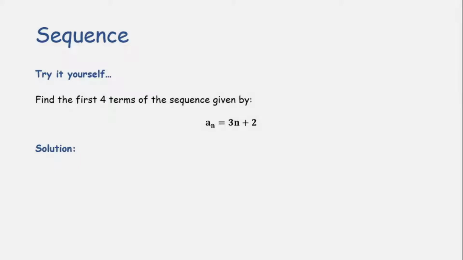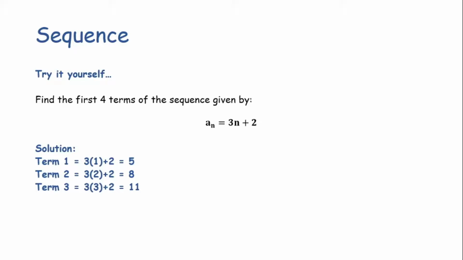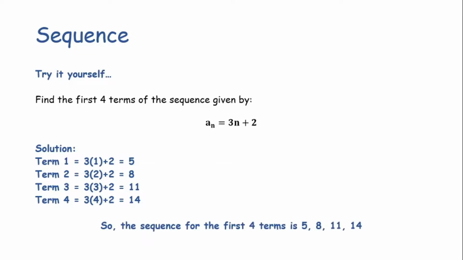The solution is, the first term is calculated to be 5. The second term, 8. The third term is given by 11. And the fourth term is given by 14. So this is a sequence that starts at 5 and ends at 14. I hope you all got these answers.